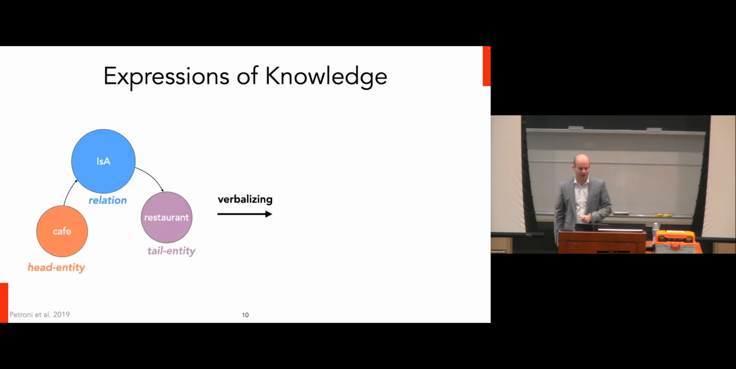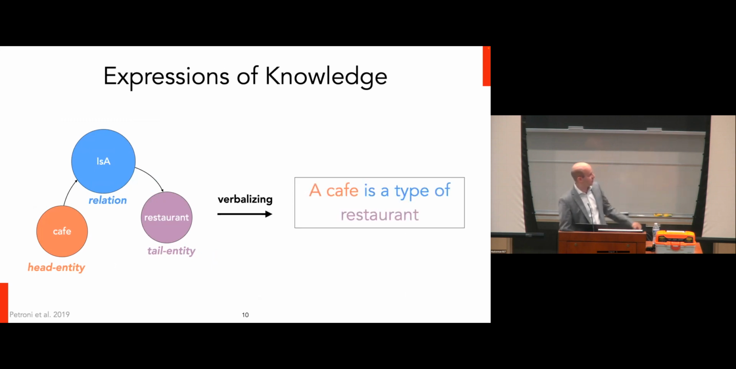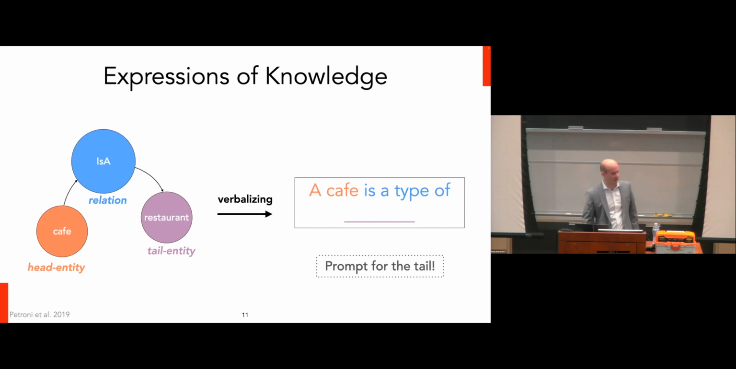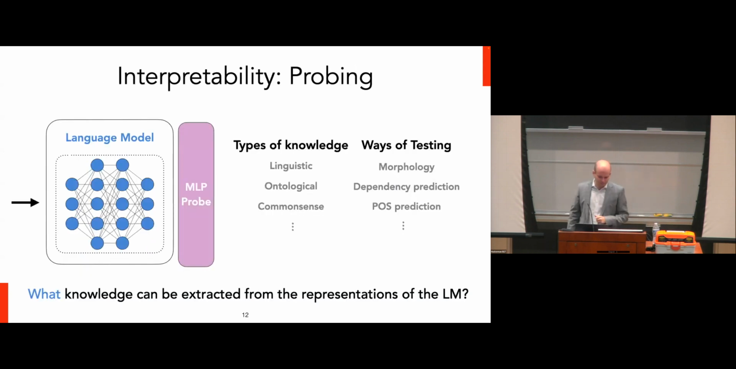Petroni et al. 2019 were some of the first to actually bring forth their perspective, where they defined prompts for different triplets in knowledge graphs. So they would go from a knowledge graph of cafe with a relation IsA and a tail entity restaurant, verbalize that into some sort of prompt, remove the ending of that prompt, and then ask the language model to fill that prompt or complete that sequence in order to reflect that it actually had the information that was needed to be able to understand this sentence. In other words, access the knowledge that was involved.